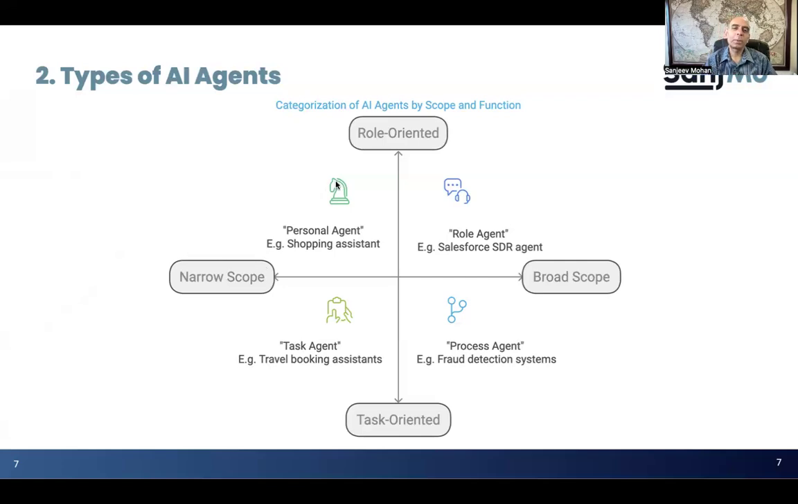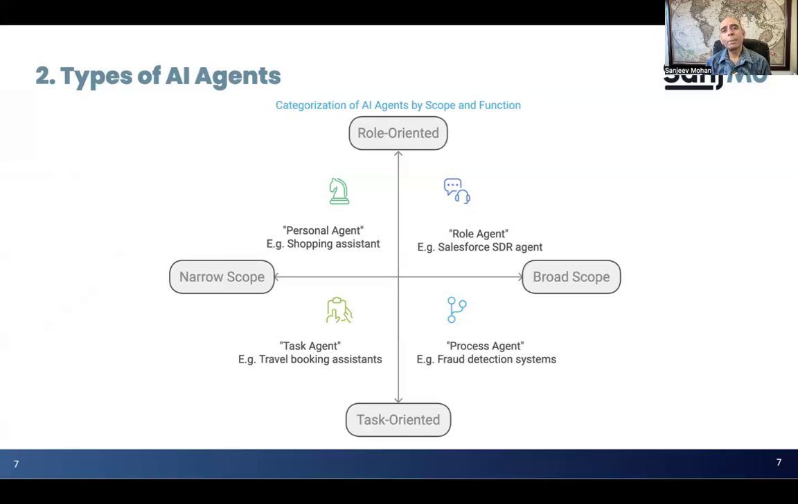Let's take an example by starting at a personal agent. In this case, I have taken the example of a shopping assistant. A shopping assistant is built to help an individual research, find out what the different products are, and then decide what gifts I want to buy for the upcoming Christmas season, let's say.